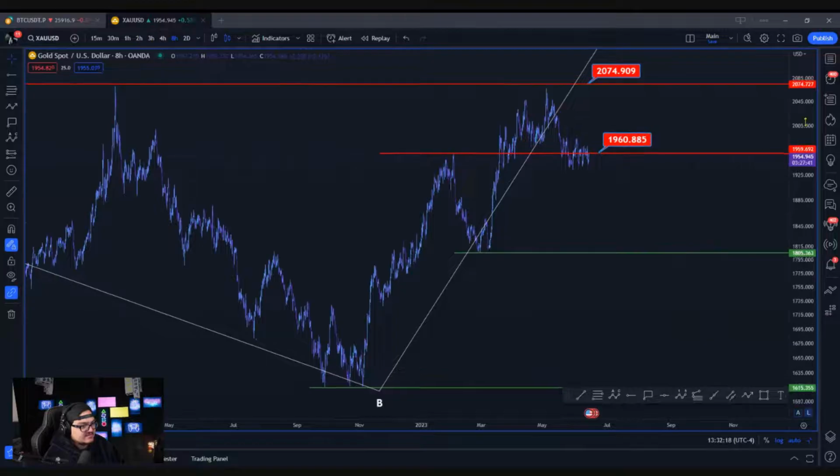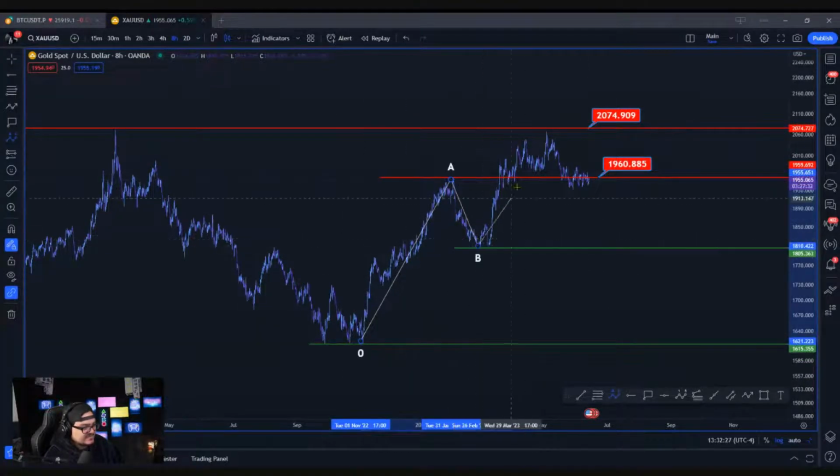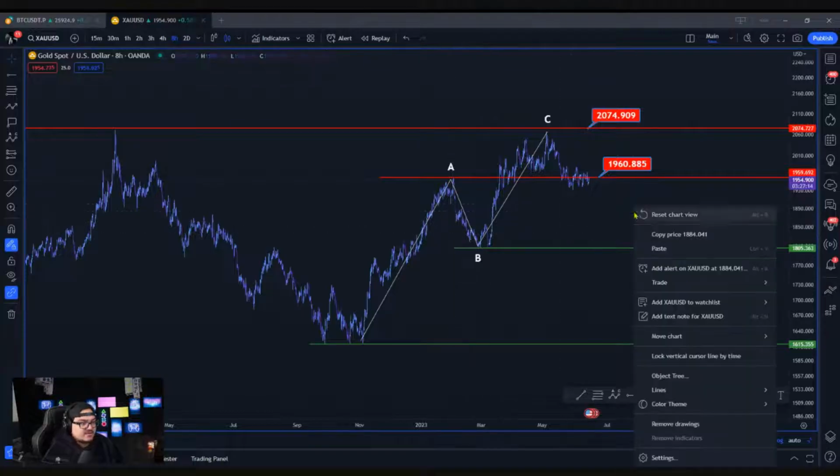Within that C wave, I am going to mark the previous high, but let's look at what's going on here. You have an A to a B to a C. We're currently dancing around that 1960 pivot. So if we can maintain below, I am going to be a little bit more bearish. But if we can find support and make another push to the upside, ultimately that previous high is going to be the next area of a good setup or a good short entry I'm looking for.